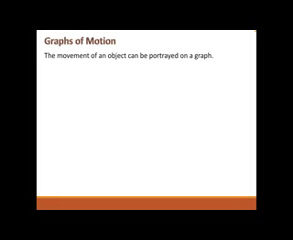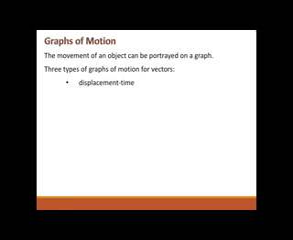Today we're going to look at graphs of motion. The motion of any object can be portrayed on a graph. For the graphs of motion for vectors, we will be looking at displacement time graphs, velocity time graphs, and acceleration time graphs. We are going to be looking at what information we can get from those graphs, what the shape of those graphs looks like, and what they mean for us.